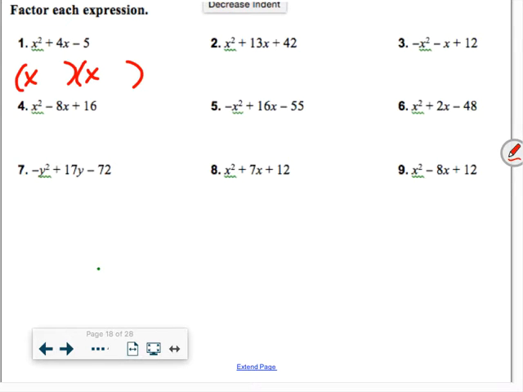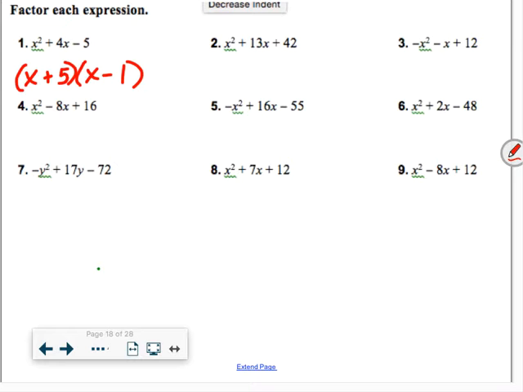You look for 2 numbers that multiply to negative 5, but add to positive 4. So can you think of 2 numbers that multiply to negative 5? So that means one of them's positive and one of them's negative. George? 5 times negative 1. Yeah, there you go. So you're going to put a positive 5 and a minus 1.